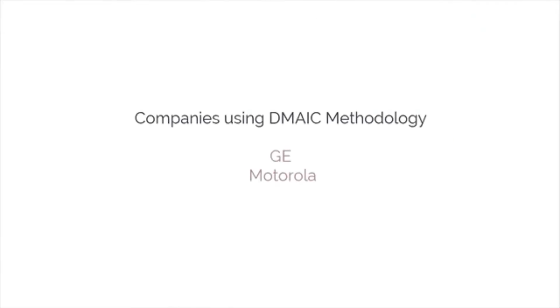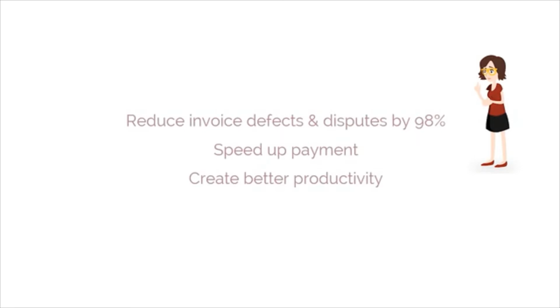Examples of companies using the DMAIC methodology are GE, Motorola, and many others. GE uses DMAIC to reduce invoice defects and disputes by 98%, speed up payment, and create better productivity.